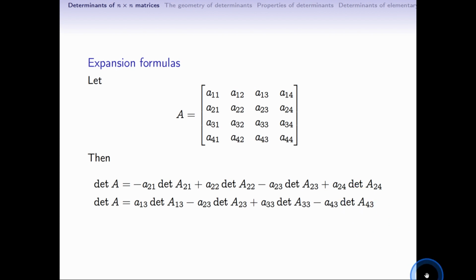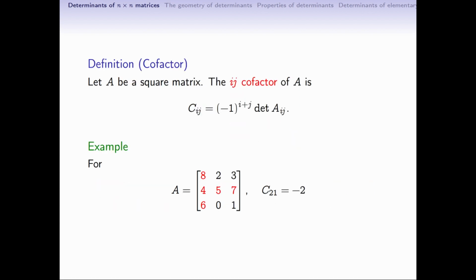So we can calculate determinants by expanding along any row of our choice or any column of our choice, as long as we keep track of the associated signs. Now, these considerations lead us naturally to the concept of a cofactor. Let A be a square matrix. The ij cofactor of A is denoted by capital Cij. So this is the cofactor associated with row i and column j.